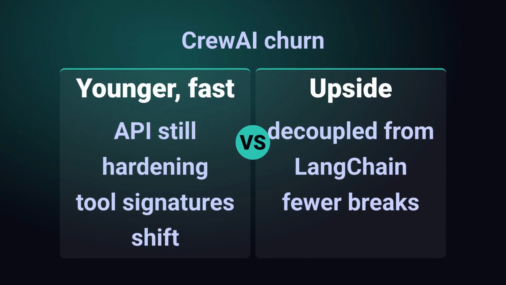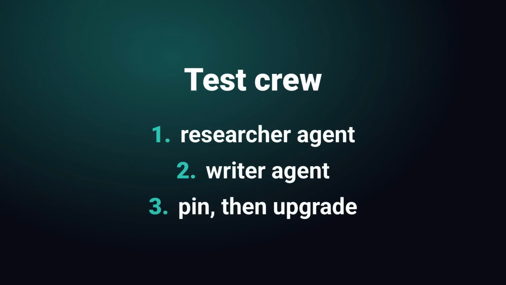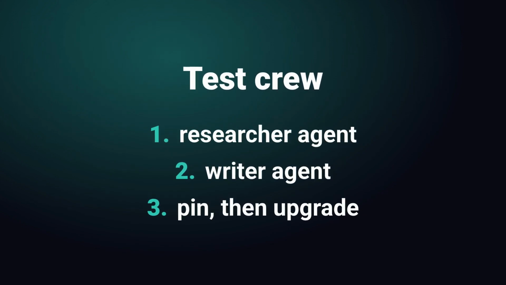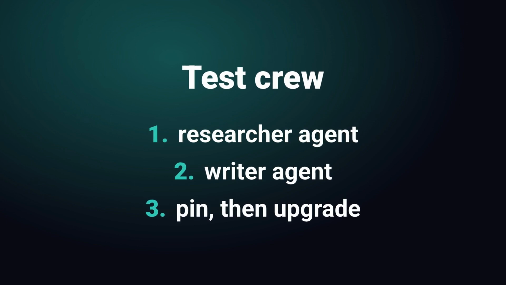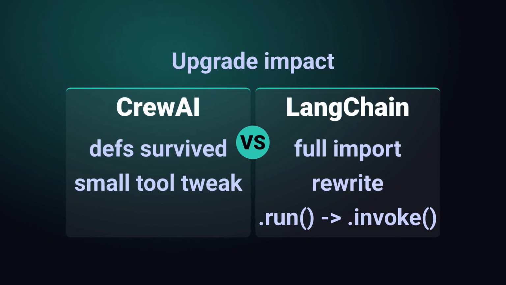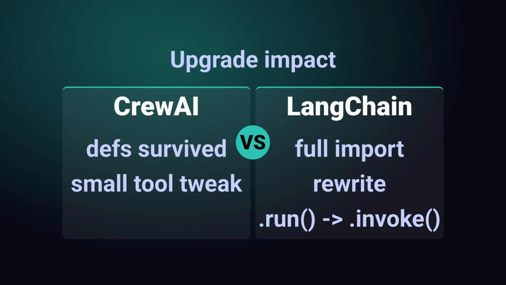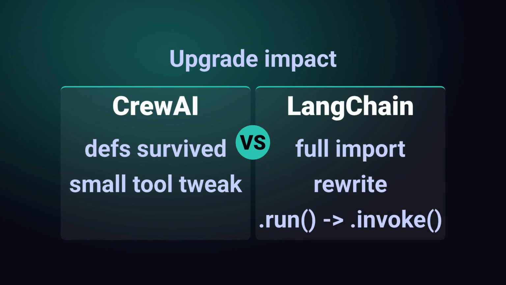Let me show you the concrete test I ran. I took a simple two-agent research crew, a researcher and a writer, pinned it to a version from several months back, then upgraded. On CrewAI, the agent and task definitions survived untouched, but the tool passing mechanism needed a small tweak because tool decorators had been formalized. On LangChain, the same underlying LLM wrapper required a full import rewrite plus adjusting how I invoked the chain because .run was deprecated in favor of .invoke.